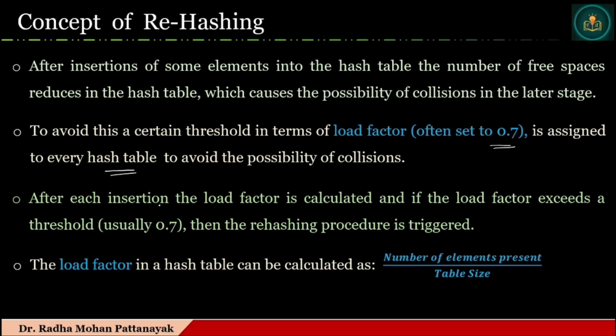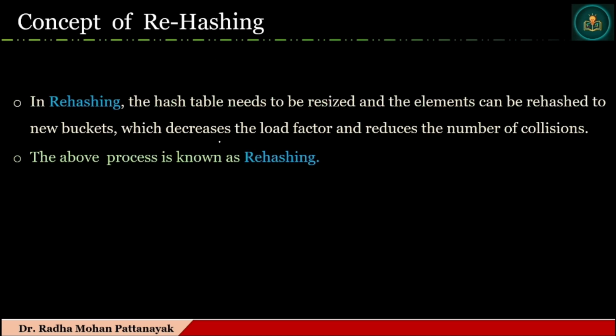After each insertion of an element into the hash table, we calculate the load factor, and if the load factor exceeds the threshold value of 0.7, then we can trigger the concept of rehashing. Now, how do we find the load factor? The load factor is calculated as the number of elements up to that position divided by the table size. By considering the load factor we decide whether to apply rehashing or not.